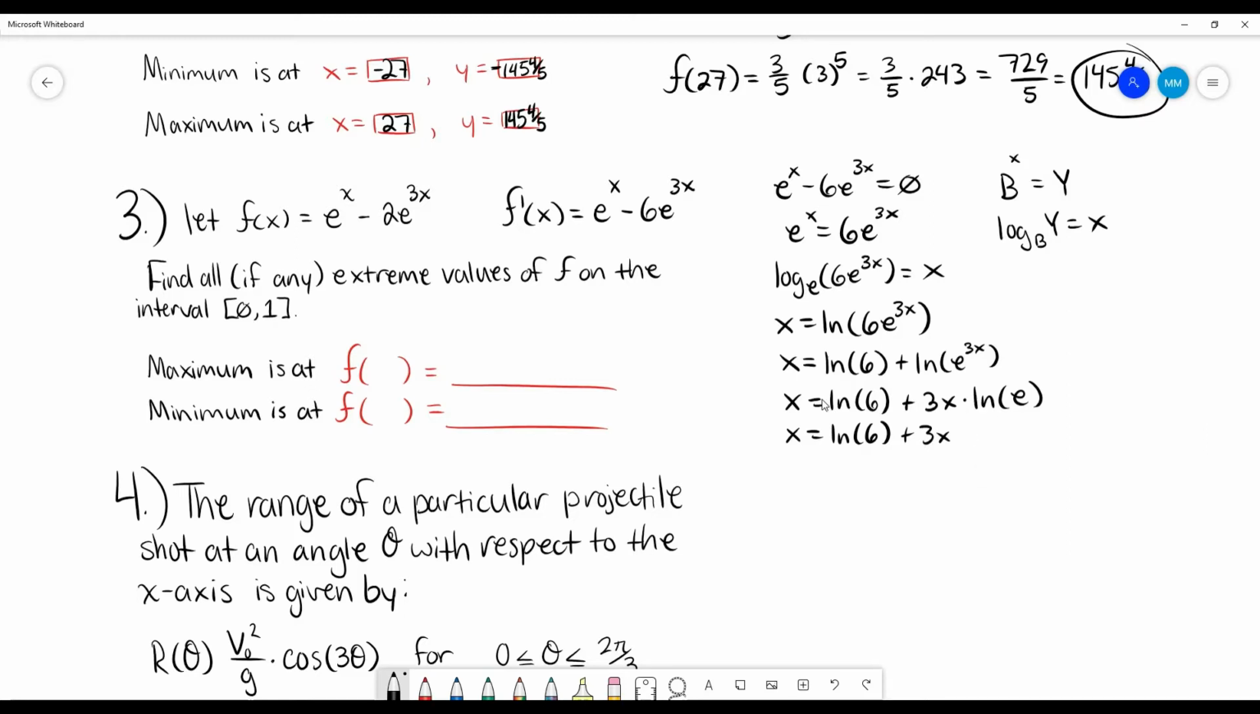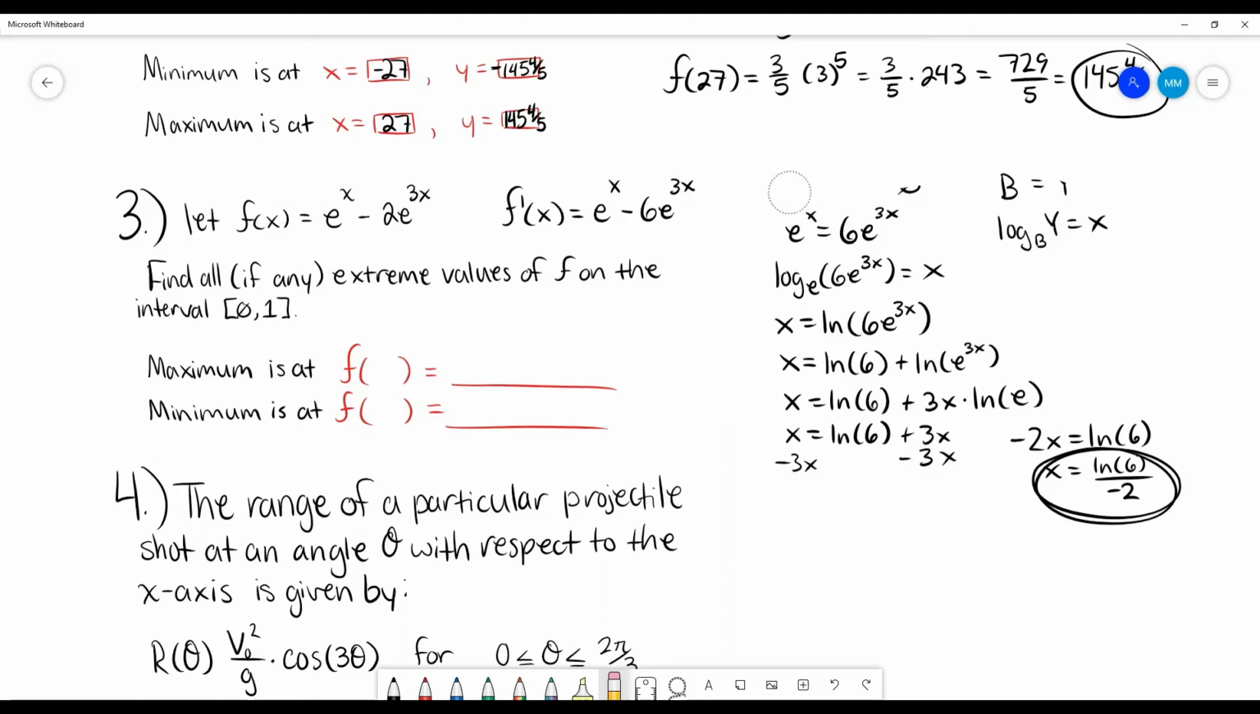And now we're kind of home free, right? I can just subtract 3x from both sides, which gets me that negative 2x equals natural log of 6. And then if I divide both sides by negative 2, I get x equals natural log of 6 divided by negative 2. And there's our actual critical point. So I'm going to erase this work now so that we've just got that point.